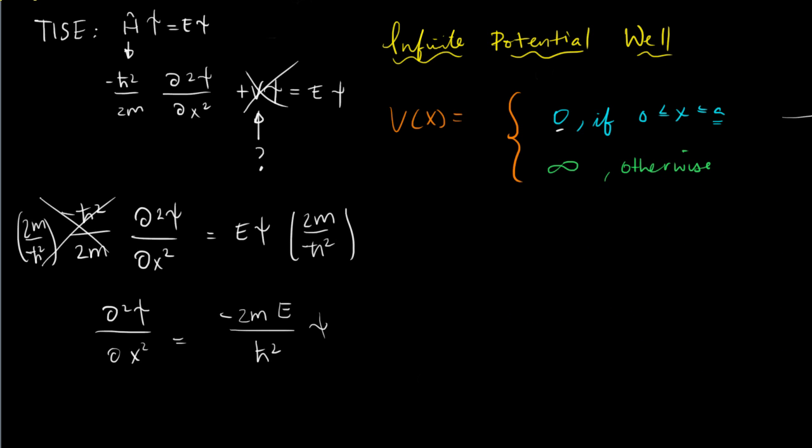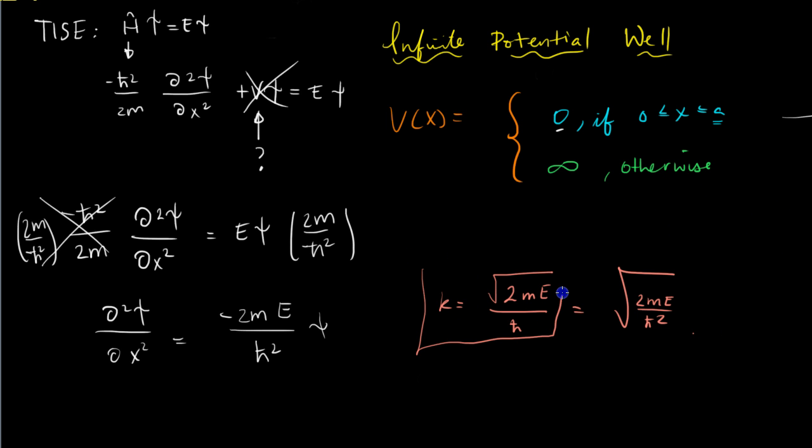And now I'm going to do this neat little trick. Let's just call this thing k. It's a dummy variable, a constant. It's going to be equal to the square root of 2me over h bar squared. This variable k is going to soak up all the constants, because e is a constant, m is a constant, h bar is a constant.